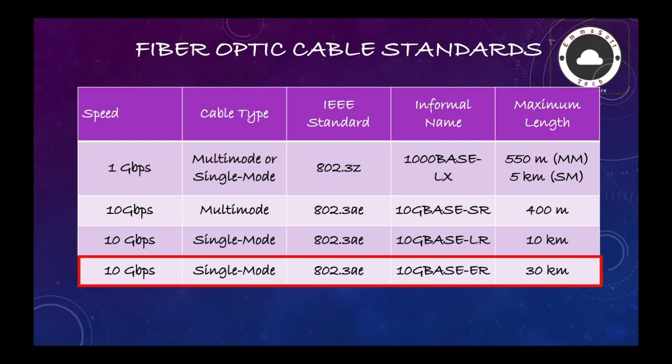Then lastly, 10G still at single mode fiber under 802.3ae, informally known as 10GBASE-ER, can go up to 30 kilometers. So single mode can really span very, very long distances. So you can connect different towns or different metropolitan areas.